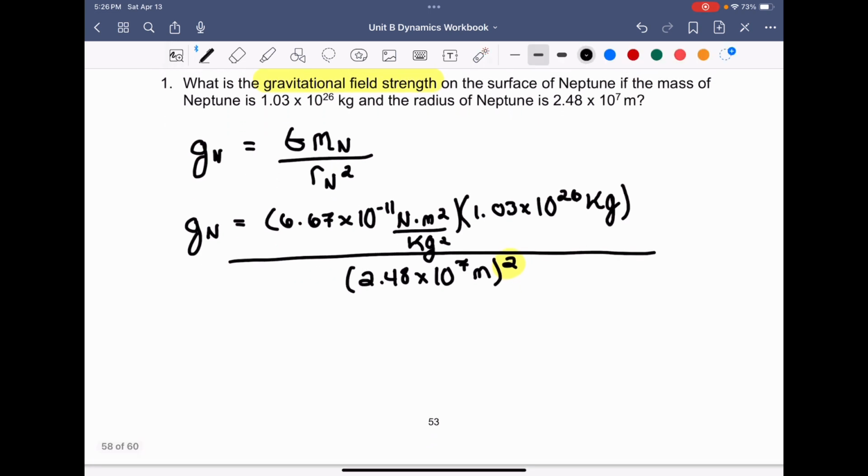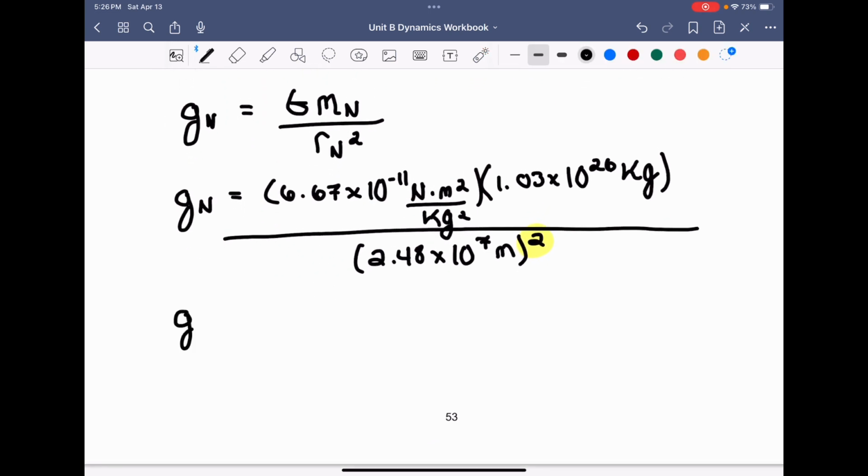Now, our gravitational field strength of Neptune is the following. We plug this into our calculator. What you're going to notice is that you can actually figure this out by canceling the units first and foremost. Kilogram squared over, or kilogram over kilogram squared, one of those kilograms cancels specifically in the numerator. Meters squared cancel for both of these. Therefore, I'm left with newtons per kilogram. I plug this all into my calculator and I end up figuring out that the gravitational field strength is 11.2 newtons per kilogram, which is also equal to 11.2 meters per second squared.